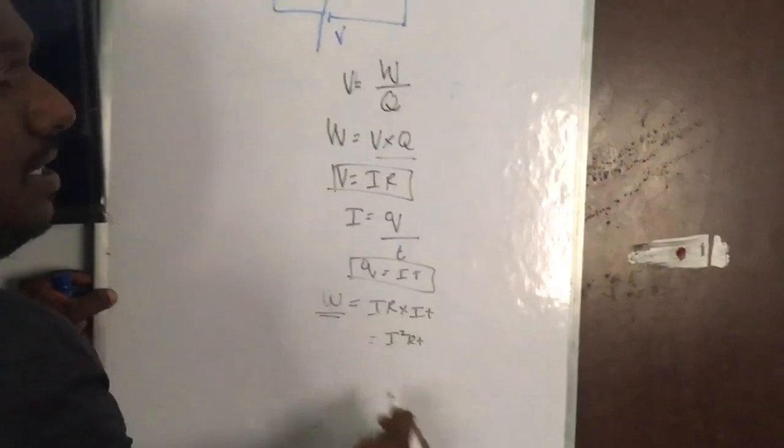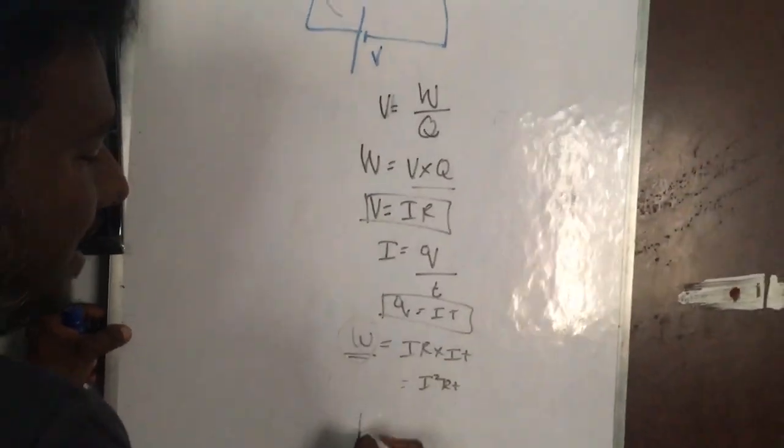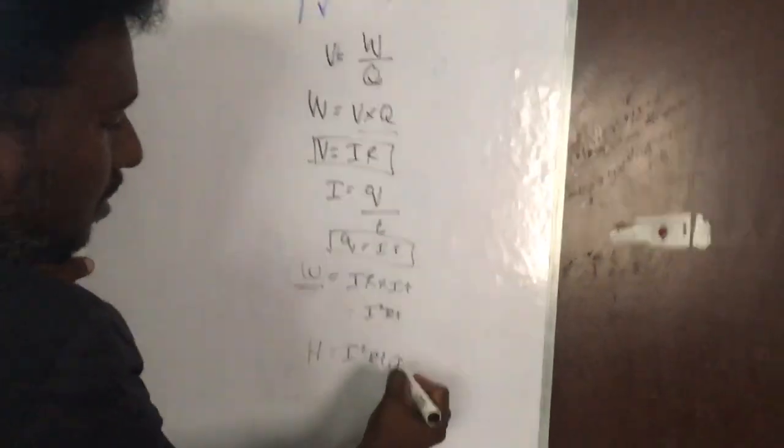So what is the work done here? Work done is dissipated in the form of heat. So we can say the work done is heat as well. So H is equal to I square RT, which is Joule's law, right? That is the derivation of Joule's law, right?